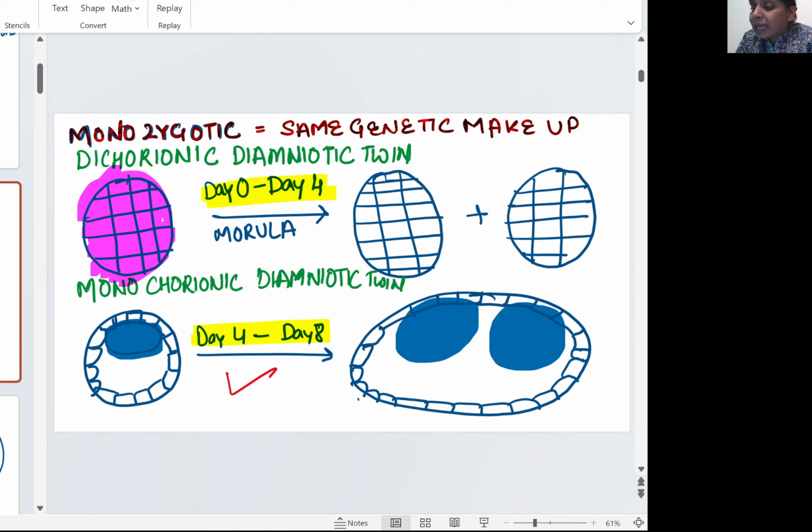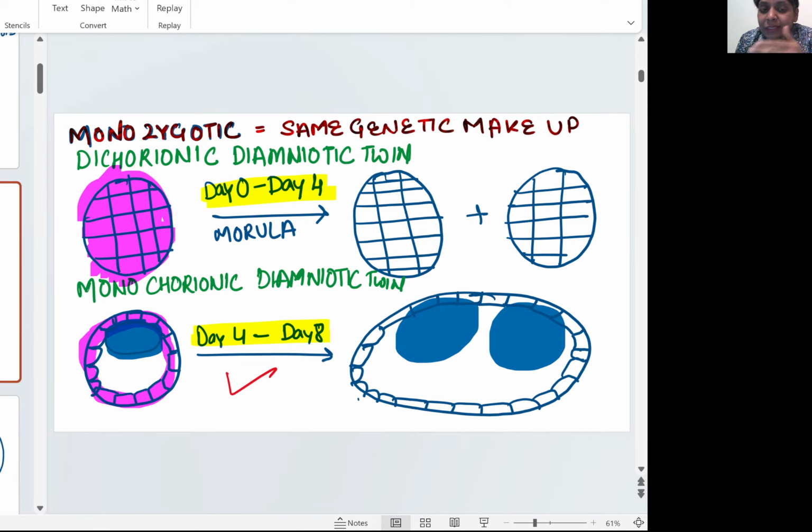Now after day 4, blastocyst is formed. So now this outer layer of cell is known as, write down in the chat box, outer layer of cell is known as trophoblast.